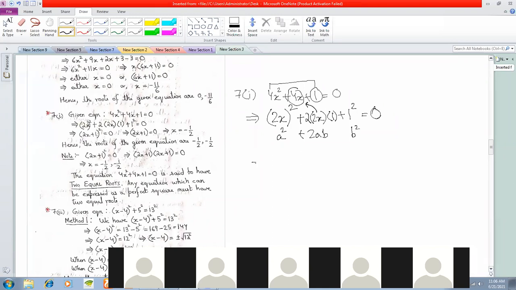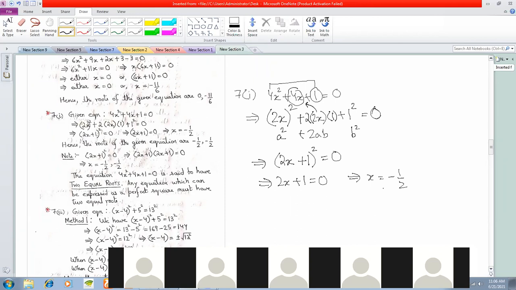So that means what form is this? A plus b whole square. A is 2x plus b whole square is equal to 0. That means 2x plus 1 is equal to 0. That means x is equal to minus half.